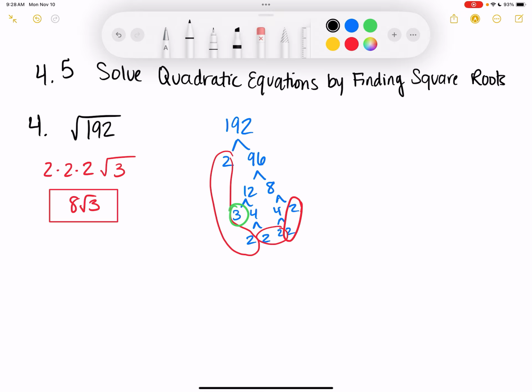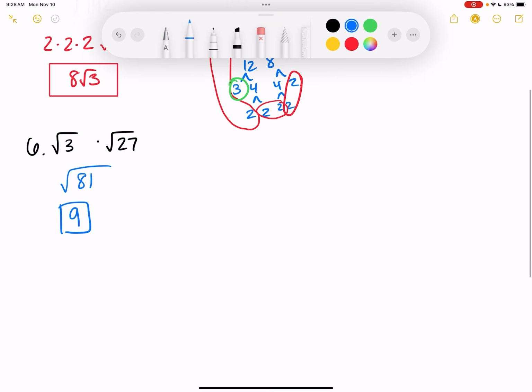All right, 6. Square root of 3 times the square root of 27. So, rules of square roots. If I have 2 square roots being multiplied by each other, I can multiply what's inside of them. So this would be the square root of 3 times 27, which is the square root of 81. Now, 9. That is a perfect square, so I can just say that that one is 9. I don't need to do a factor tree on that one.